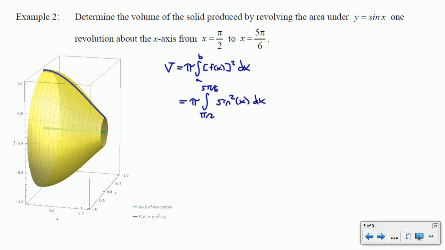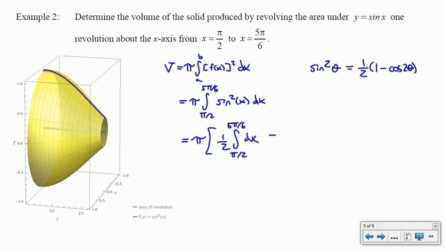And we've actually done this integral before fairly recently. In order to do this integral, we need to use the following identity: sine squared theta equals 1/2 times 1 minus cos of 2 theta. So our integral would become pi times 1/2 integral of dx from pi over 2 to 5 pi over 6 minus 1/2 integral of cos 2x dx from pi over 2 to 5 pi over 6. I guess we could pull these factors of 1/2 out front next to the pi. So next we would have pi over 2.